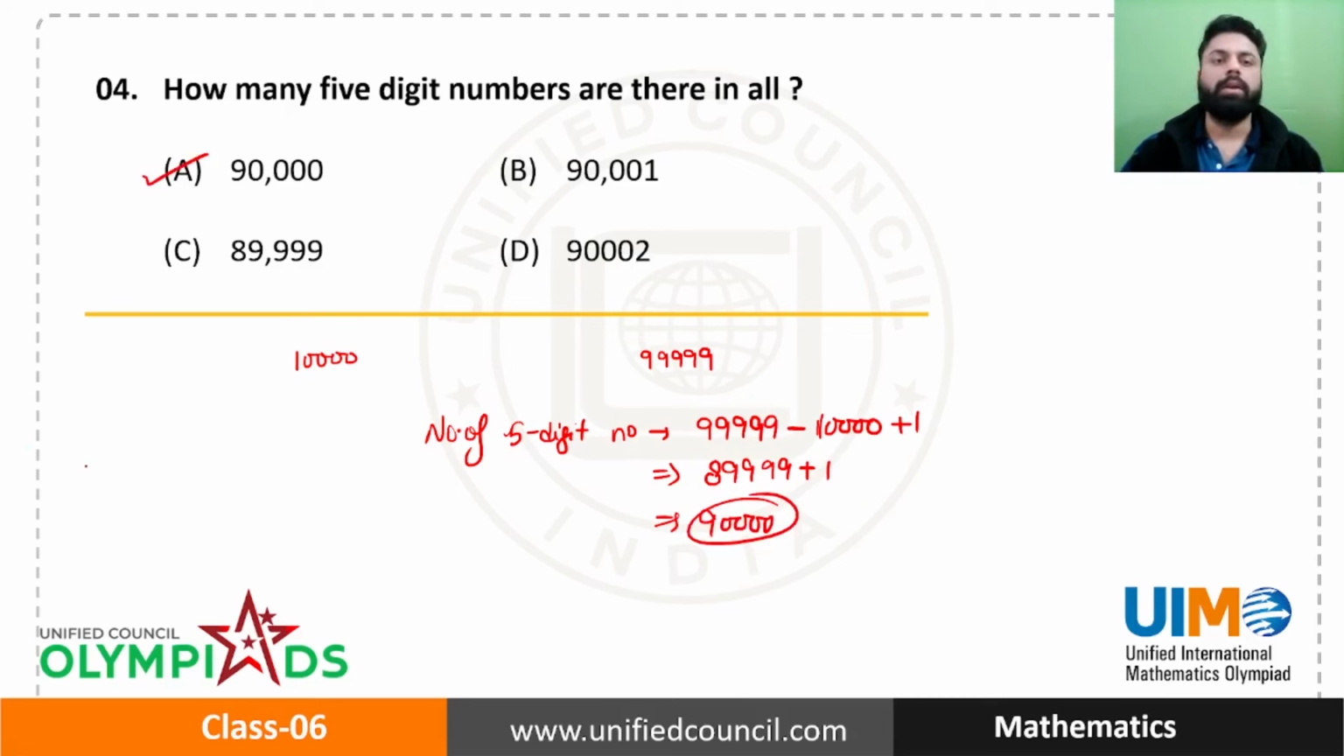See why we are adding 1. Let's suppose we are talking about from 2 to 5. So 5 minus 2 is 3. But from 2 to 5 the numbers are 2, 3, 4 and 5. So basically when you subtract 2 from here, you are subtracting all of them and we are left with this part. But we also need to include this 2 in the calculation. Similarly, when we are subtracting 10,000, we need to also include 10,000 in the calculation. So that is why we are adding 1.